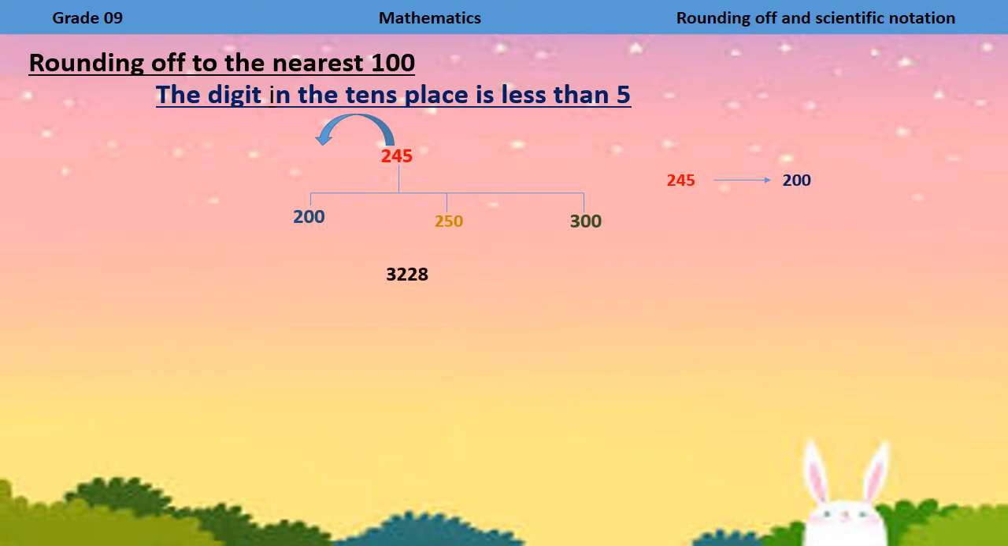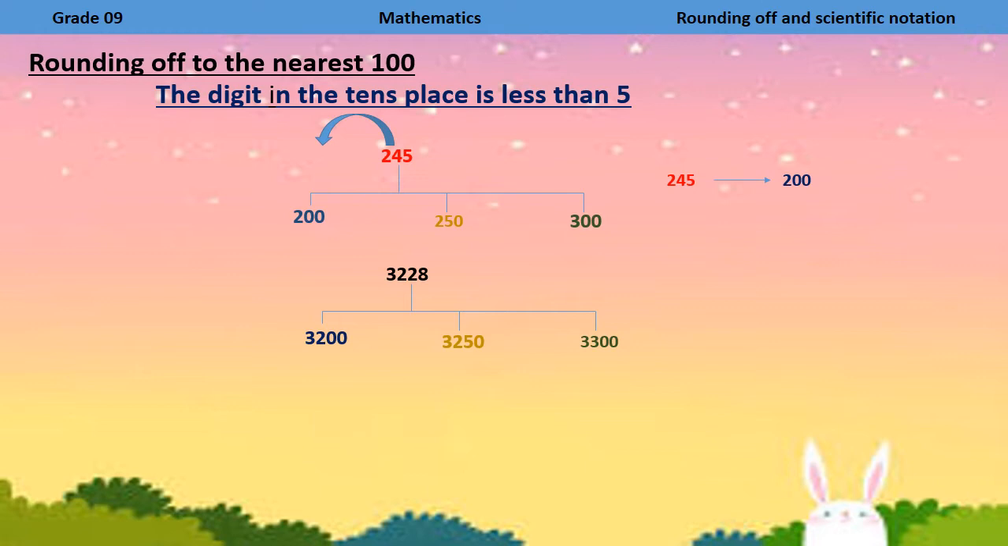Take another example, 3228. Here the digit in the tens place is 2 and it's less than 5. So 3228 is in between 3200 and 3300. Mid value is 3250.